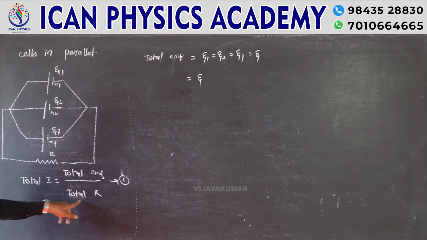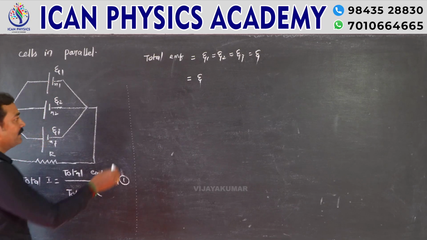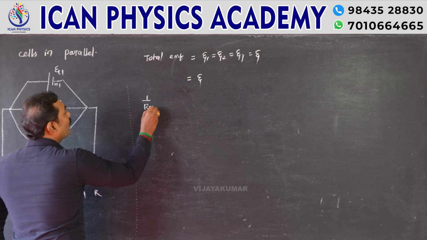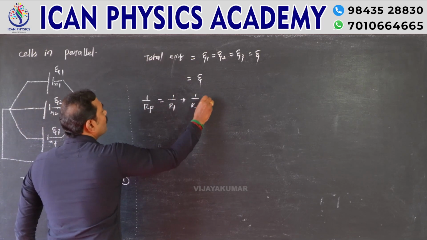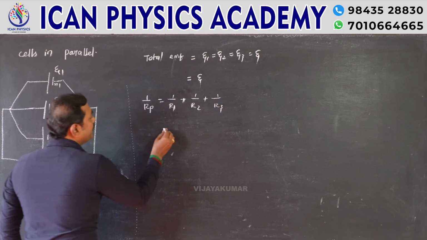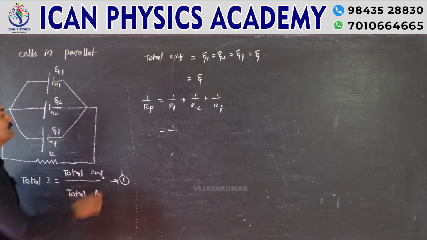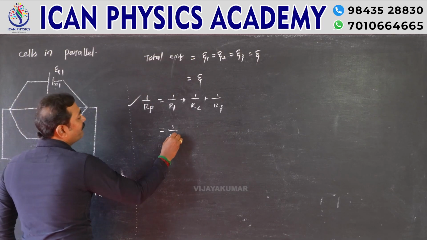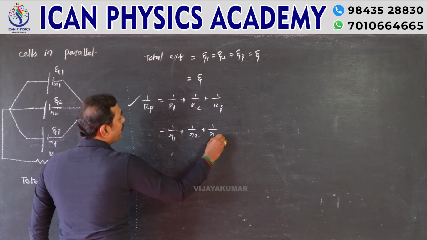Now we have to calculate the total resistance. Here is the internal resistance of the batteries. Now the batteries are connected in parallel. So what is the general formula? 1 by Rp equals 1 by R1 plus 1 by R2 plus 1 by R3. For our case, the internal resistances are taken as small r1, r2, r3. So the formula is modified: 1 by r1 plus 1 by r2 plus 1 by r3.